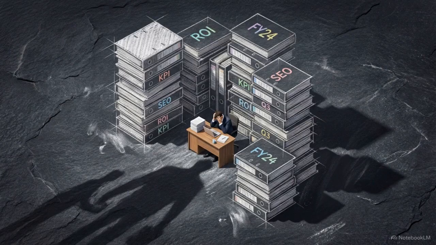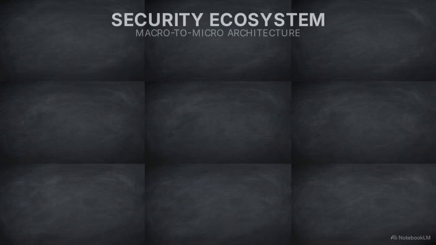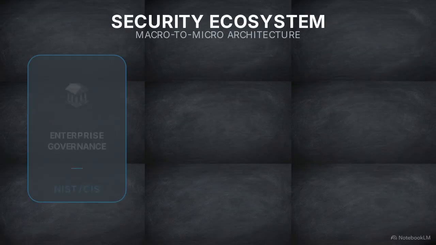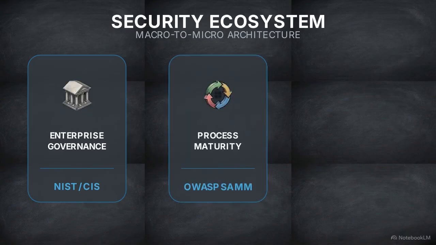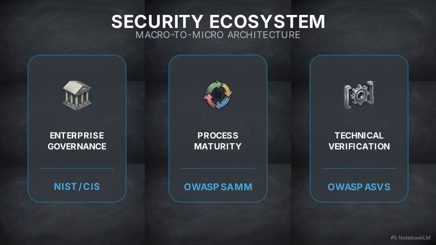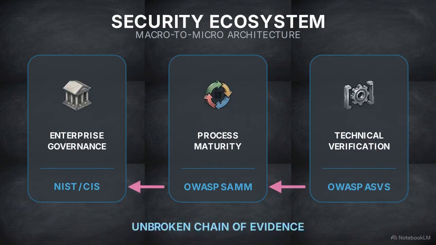Managing multiple overlapping standards and compliance mandates often leads to framework fatigue within an organization. This diagram illustrates the macro to micro ecosystem. At the macro layer, NIST and CIS dictate organization-wide governance. At the process layer, OWASP SAMM measures software lifecycle maturity. Finally, at the micro layer, ASVS provides granular specifications proving code is structurally sound.